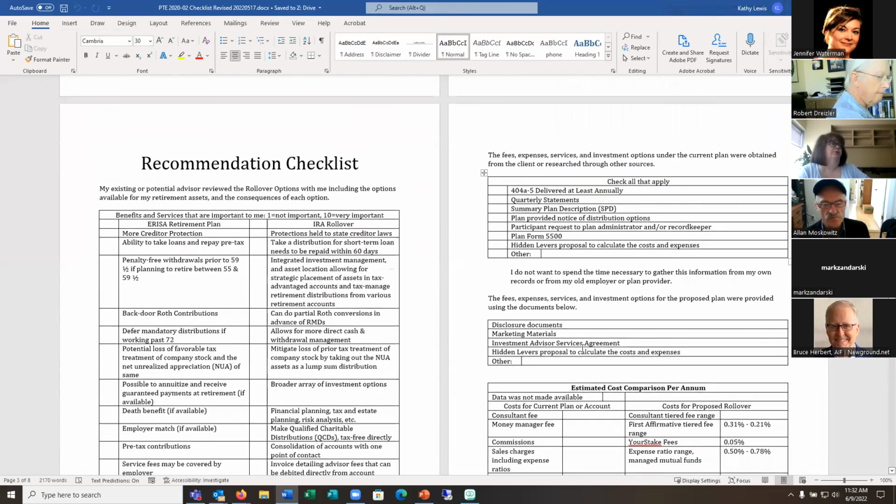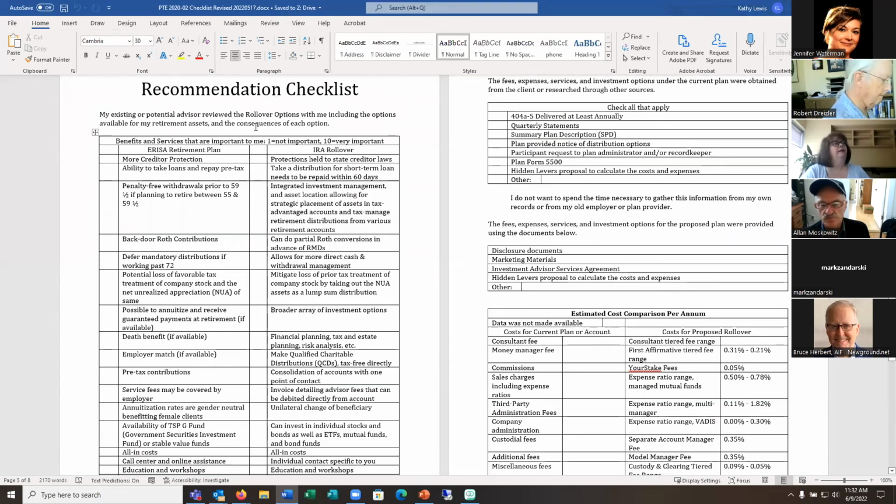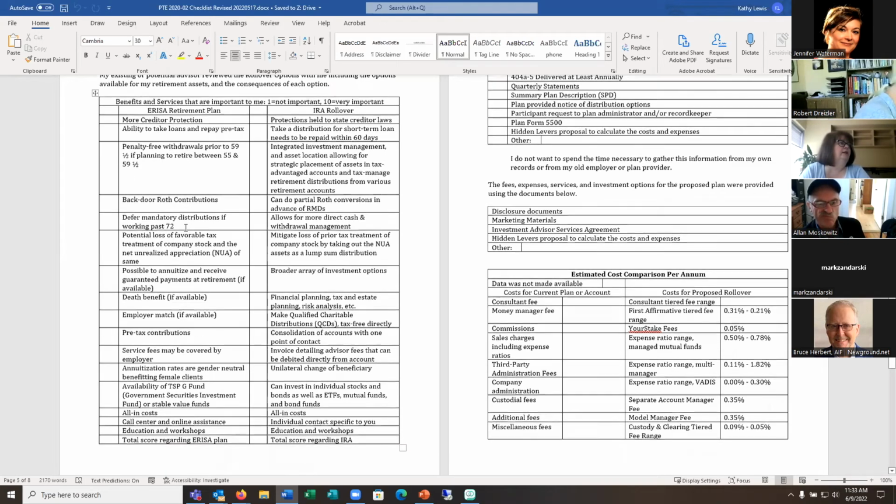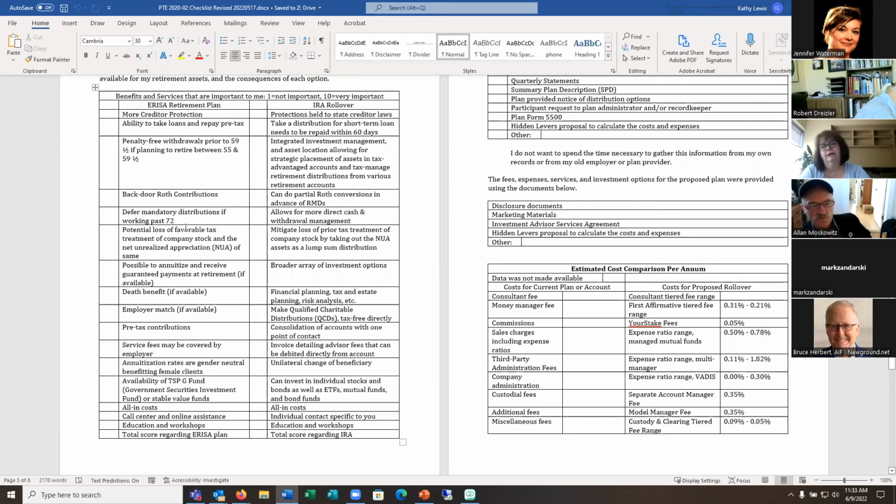Now we get to the checklist itself. And this is the section where I said I listed out benefits and services. These are some of the benefits of an ERISA plan. These are some of the benefits of an IRA rollover. And I put in that the client should rate 1 for not important, 10 for very important. And this, I think, will give you some kind of a guide on what the client's real interests are.